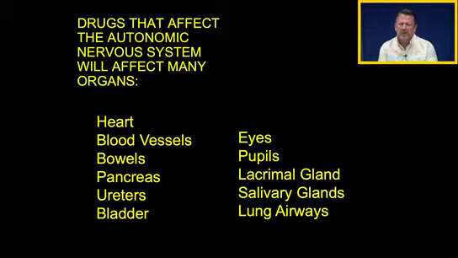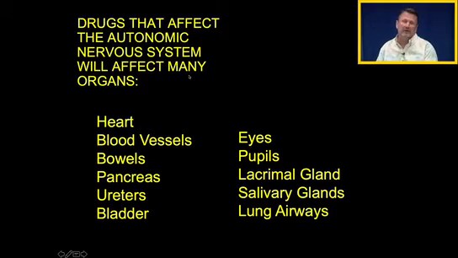And so if we give a patient a medication for the heart that affects the autonomic nervous system functioning in the heart, then we can expect a response from blood vessels, bowels, pancreas, ureter, bladder, eyes, pupils, lacrimal glands, salivary glands, lung, airways. If you're in the dental hygiene business, what they want you to know as you go through pharmacology is which drugs cause dry mouth. That's the most important thing you can know in dental hygiene pharmacology. What drugs cause dry mouth? What drugs interfere with the functioning of the salivary glands? And I would suggest that any drug that interferes with the function of the salivary glands is going to interfere with the function of these as well.